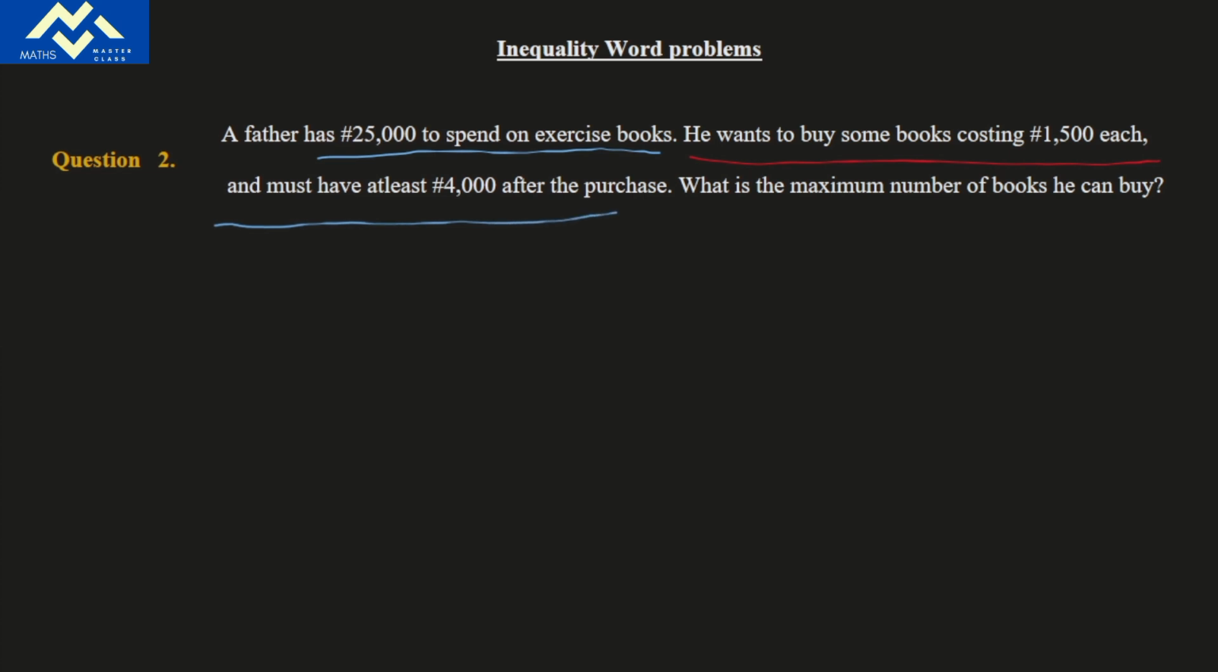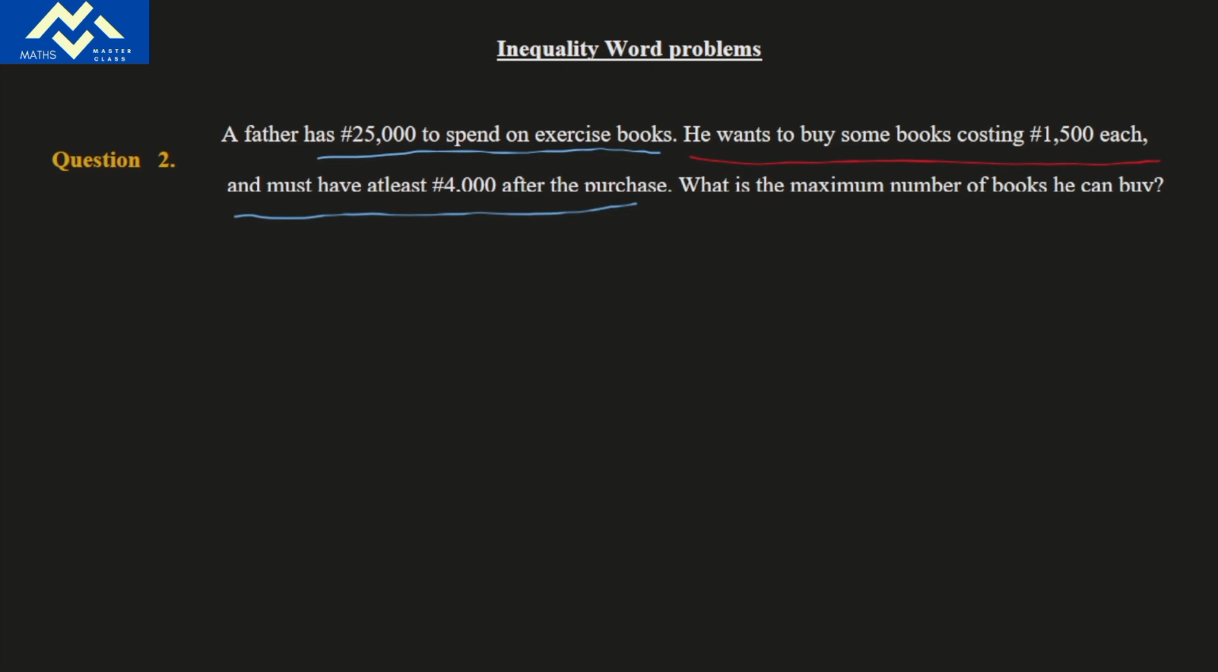It means that after buying the books, he must still have 4,000 naira or more left. We learned in our previous lesson that "at least" means the value cannot be below the given number. So, at least 4,000 naira means 4,000 or more. Now, what exactly are we being asked to find?